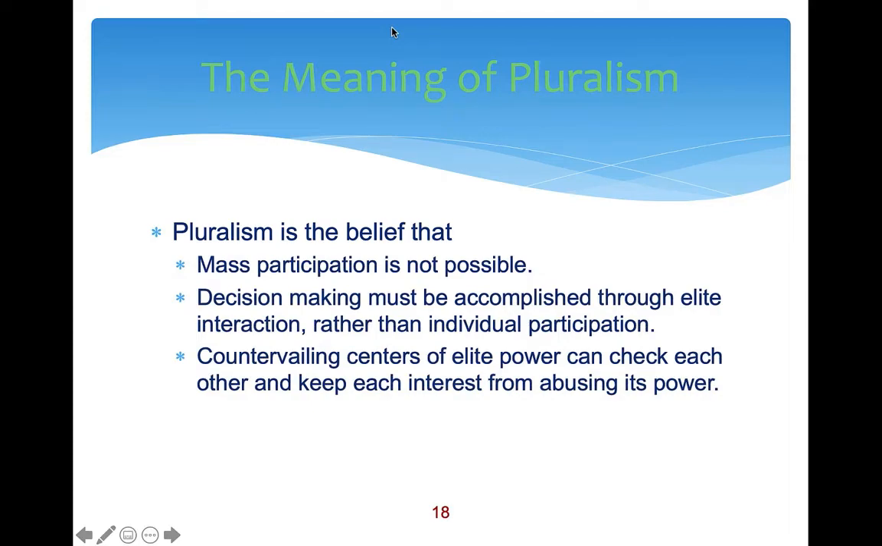Mass participation is not possible. Decision-making must be accomplished through elite interaction rather than individual participation. These countervailing centers of elite power can check each other and keep interests from abusing this power. We're going to talk about Madison's Federalist 51 and the separation of powers doctrine, and his belief that one portion of the government can't be stronger than the other. So the legislative branch can't be stronger than the judicial branch, and the judicial branch can't be stronger than the executive branch.